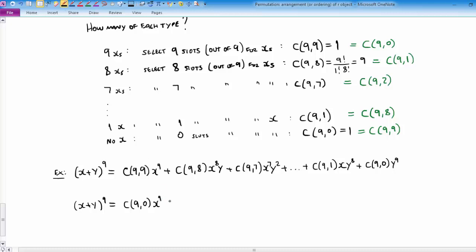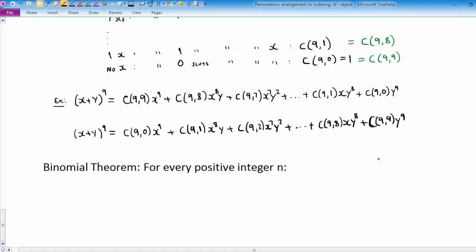So you can actually write this expansion as C(9,1) x^8 y, and C(9,2) x^7 y^2, up to C(9,8) x y^8 and C(9,9) y^9. So it's the same expansion.